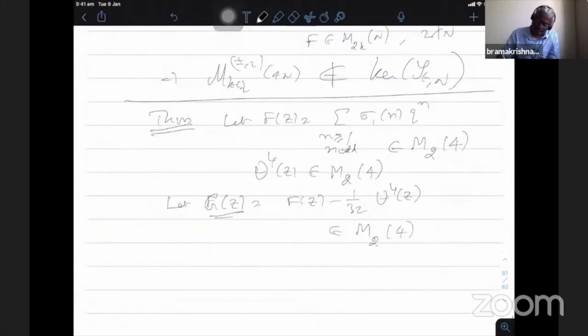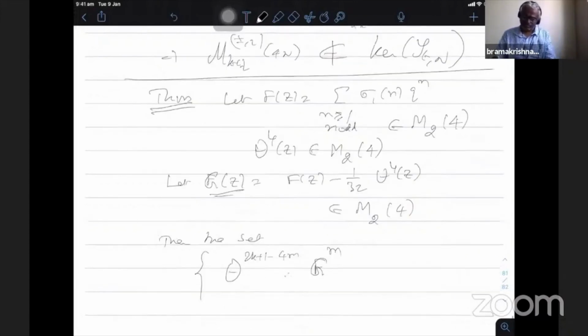Okay, now consider then the set. I have the theta, I raise it to the power 2k plus 1 minus 4m, and then multiply it with G power m. Okay. Then G has weight 2, theta power 4 has weight 2, therefore this m part cancels out. This is a weight k plus half form. Okay. So take this one where 0 less than or equal to m less than or equal to k by 2, where 2 divides m.